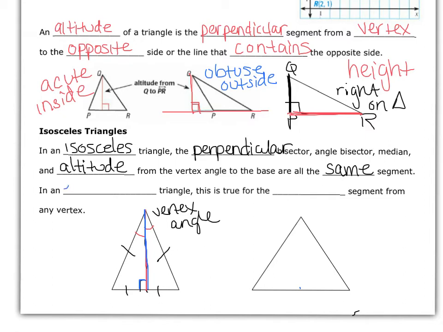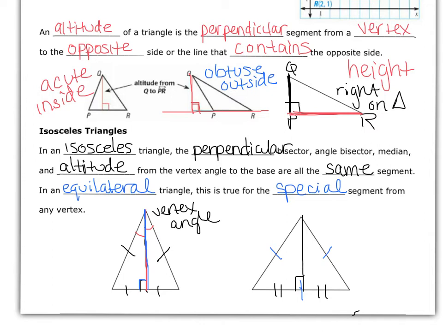Now, in an equilateral triangle, remember equilateral means that all the sides are the same. What happens is that these special segments are all going to be on the exact same line no matter what vertex you're extending from. So this is true for the special segments from any vertex. If I come from this vertex and down, the perpendicular bisector, the angle bisector, the altitude, and the median would all be the exact same segment.